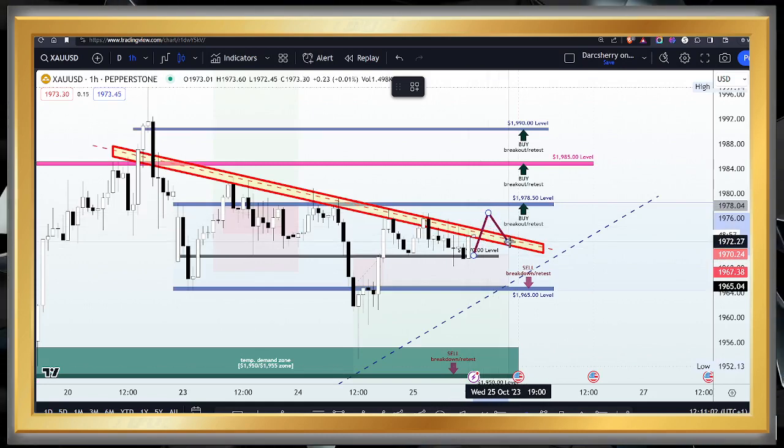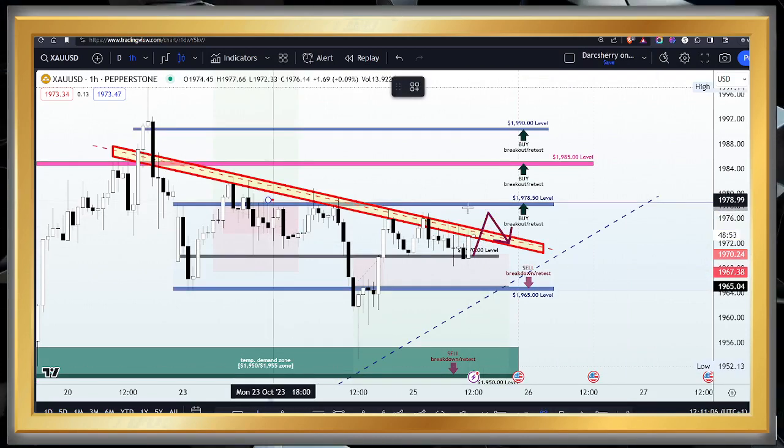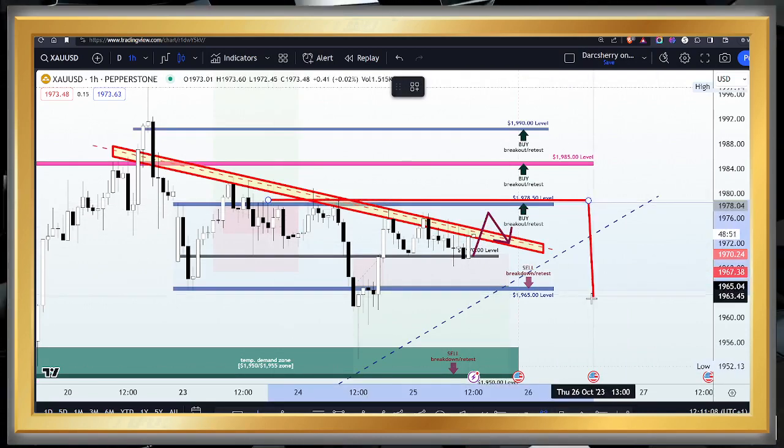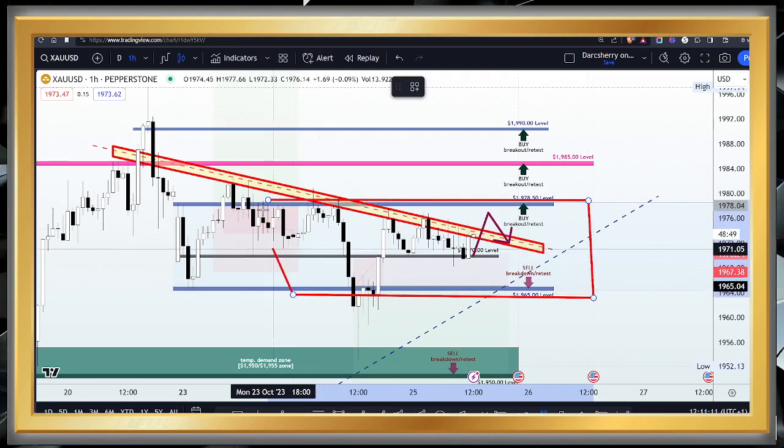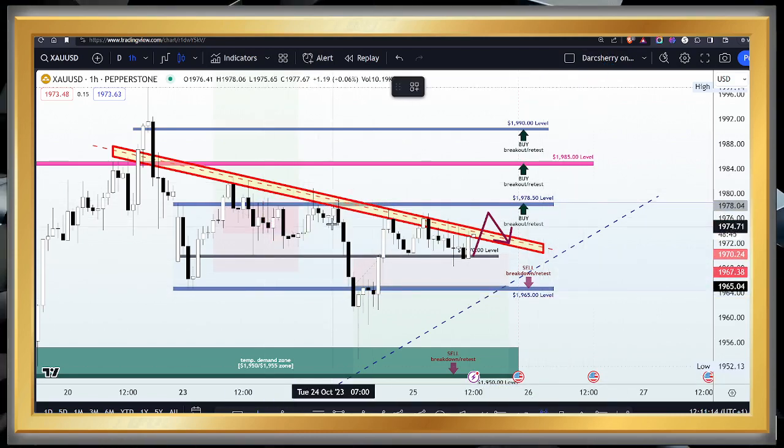But for me to be on the safer side and considering the fact that we're still within a range, I would rather want to see price break out of the $1,978.50 level.